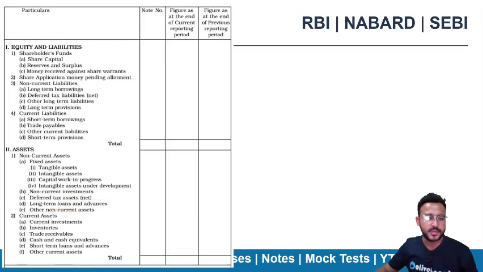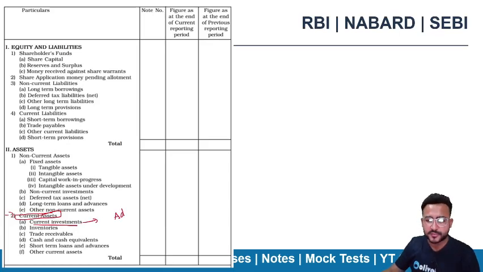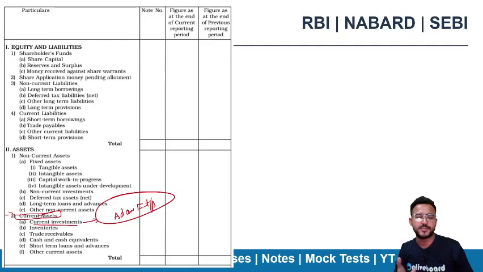Just like non-current assets, we have current assets. These are the assets which will be realizable within 1 year, right? In current assets, we have current investments. Let's suppose I have bought shares of Adani Enterprise, and I have a short-term perspective that I'll be selling off these shares within 1 year. So these are my current investments.